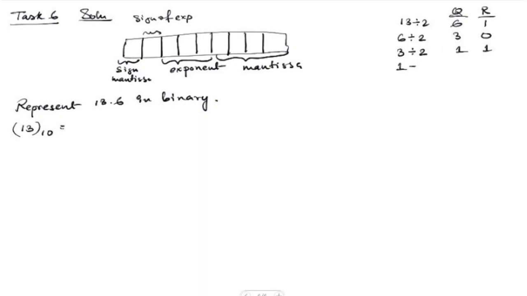Then we have 1 divided by 2. We have 0 as the quotient and 1 as the remainder. Once we reach 0, we stop, and we take the remainders bottom up, and we have here 1 1 0 1 for the 13. So we have 1 1 0 1 in base 2 for 13, and then we go for the 0.6 to convert it to binary.